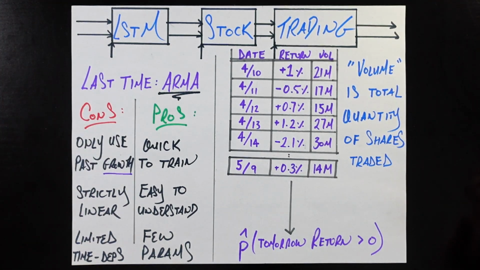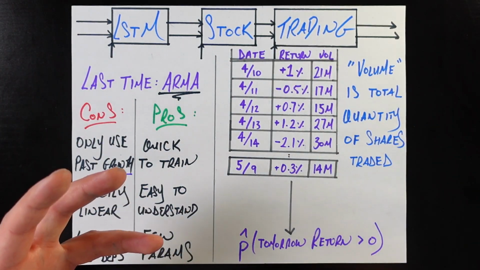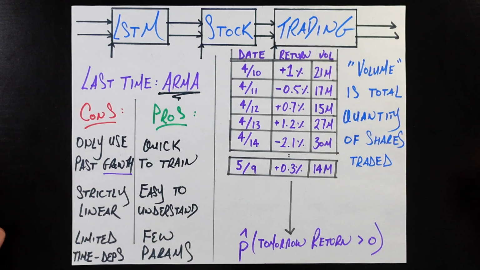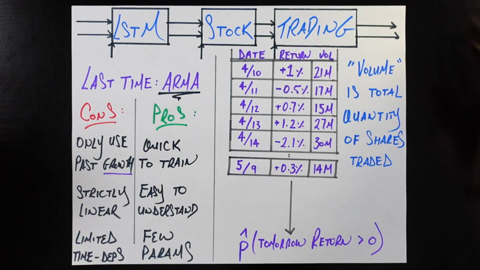Now, it wouldn't be complete if we didn't also talk about the pros that the ARMA model has, which we are giving up. We have to accept there's trade-offs here. One of the biggest pros of the ARMA model, because it's so simple, is that it was really quick to train. It's just a linear model of the stock returns that came 5 or 10 days before. Not too much complicated stuff going on.